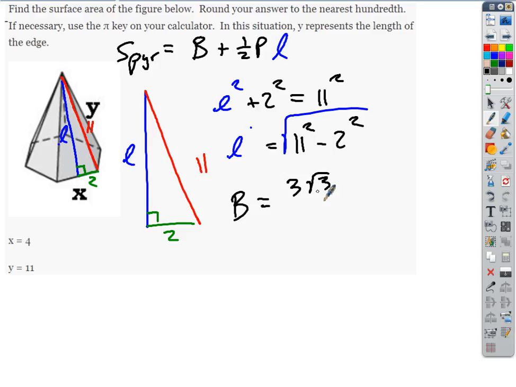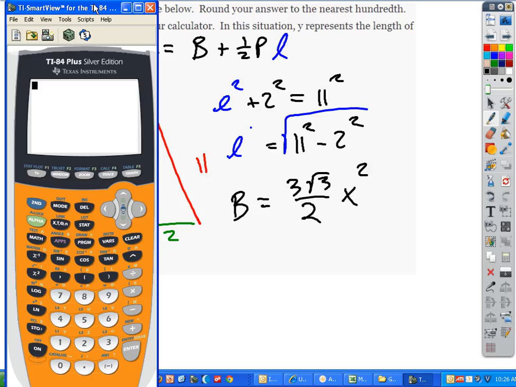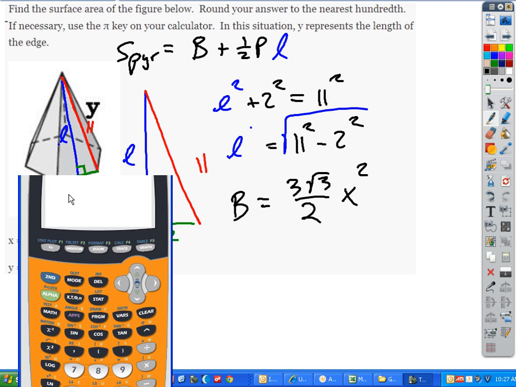All right. So if we plug all this stuff into our calculator, then let's calculate the base first. Let's get a number for that. So 3 times the square root of 3, divided by 2, times, what was the side length? I forgot. 4. Okay, times 4 squared. So there's our base area, right? The base perimeter would just be 6 times 4, so 24, right?